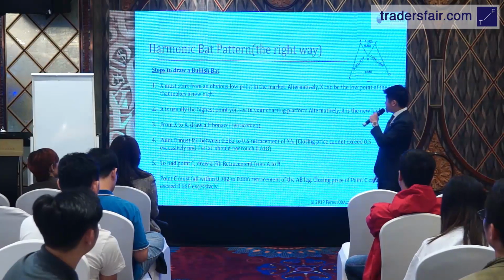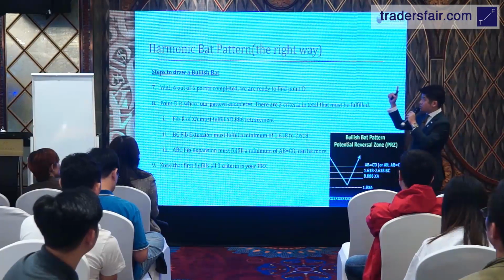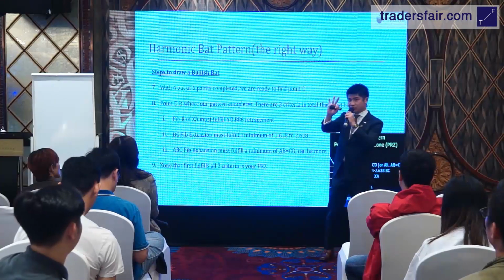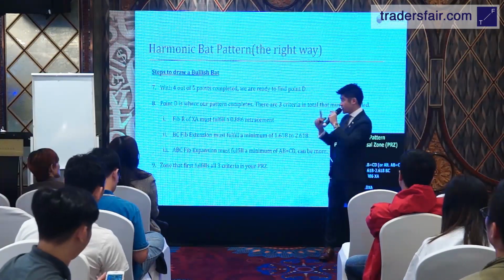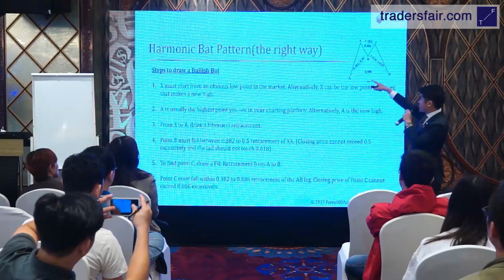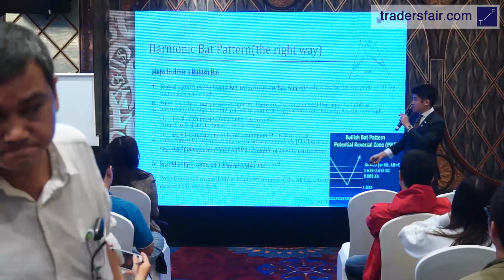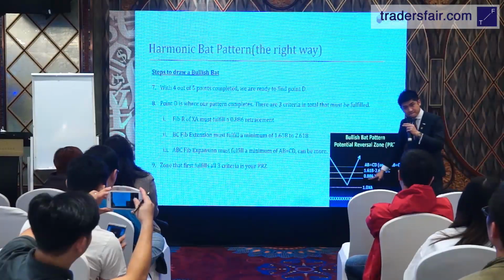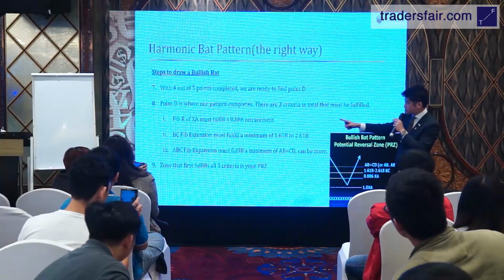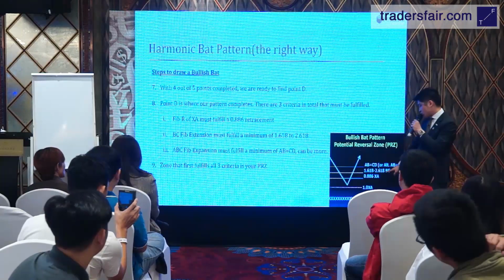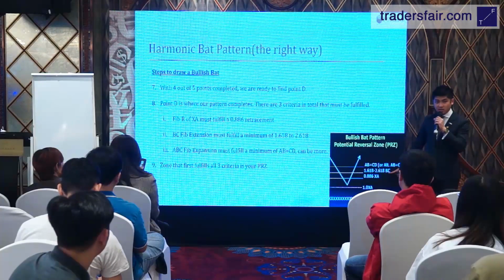Once you have C, when the C point is ready, the B point is very simple. 3 rules. Listen carefully. First rule, X to A, that means lowest to highest again, 88.6. Then you draw one line.